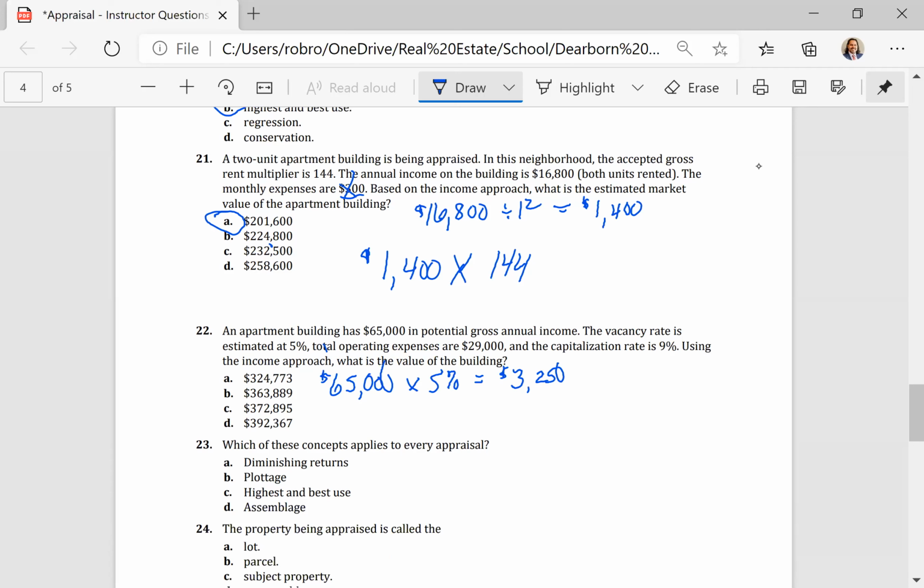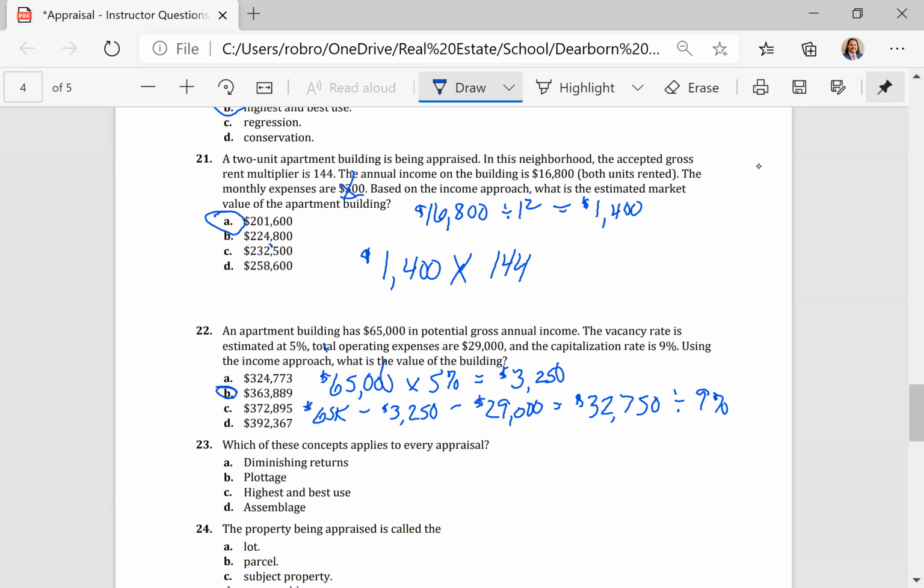So now we're going to do 65,000 minus $3,250. Right. And then we're going to minus what? Operating expenses, which is 29,000. And that's going to give us what? Anybody get it? 32,750. Did everyone get that? Yep. And then divide that by 9%. And that's going to give you 363,889.